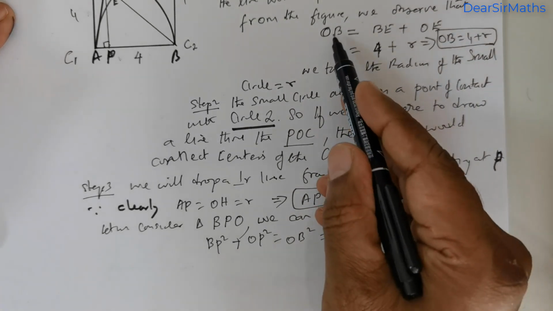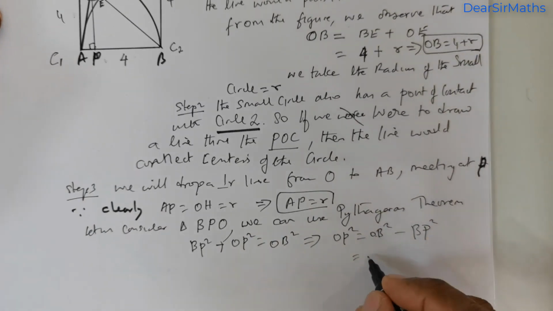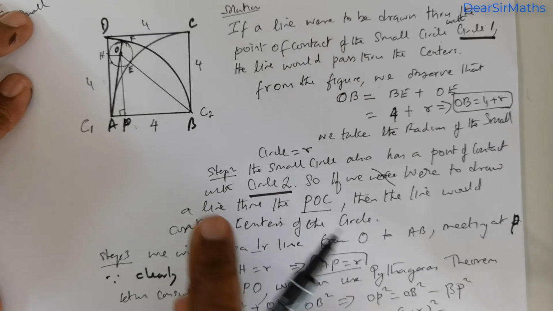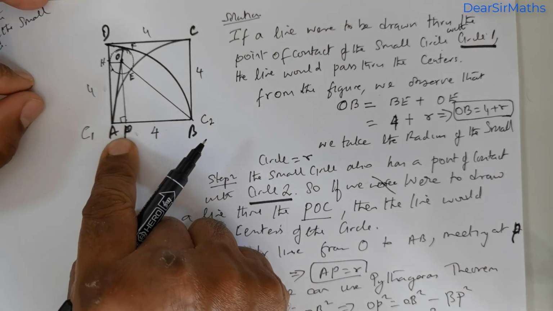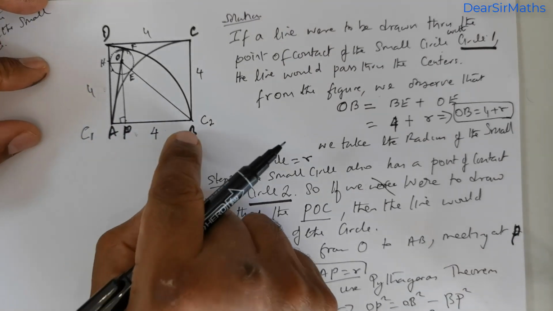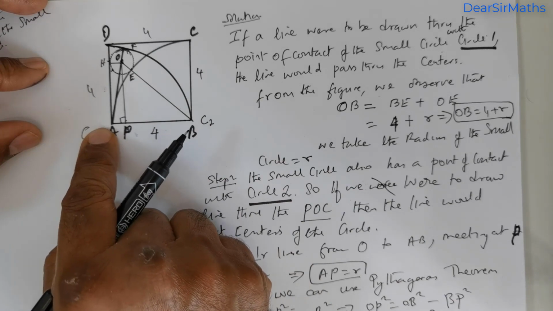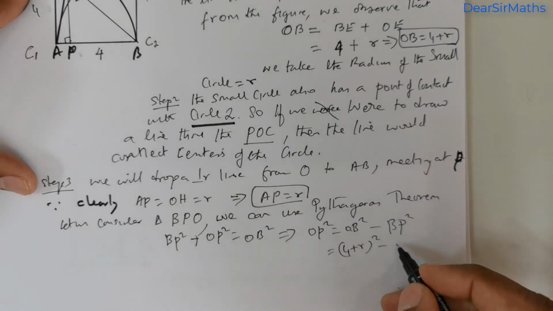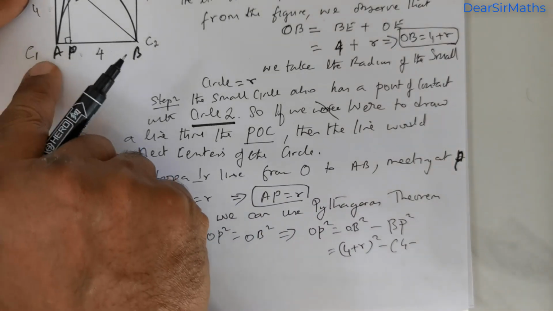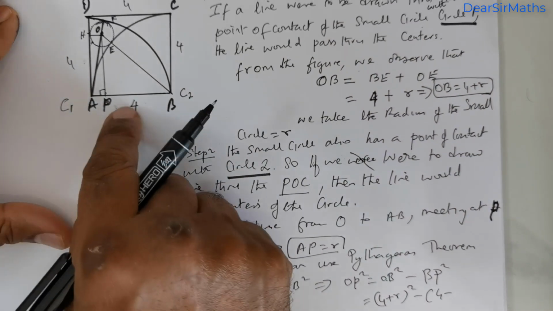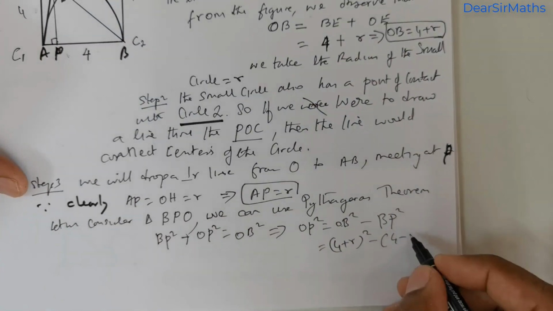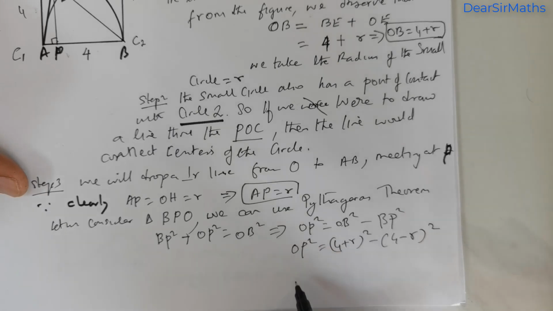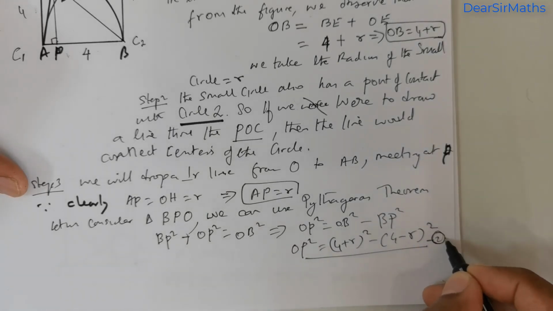My OB squared is 4 plus R raised to the power of 2. My BP squared, BP, this entire length is 4 units, but this is R. We have to take away this, so 4 minus R. So from 4 units you take away this, so you get BP. So 4 minus R the whole squared is equal to OP squared. So this is one system. I'm taking it as equation 2.